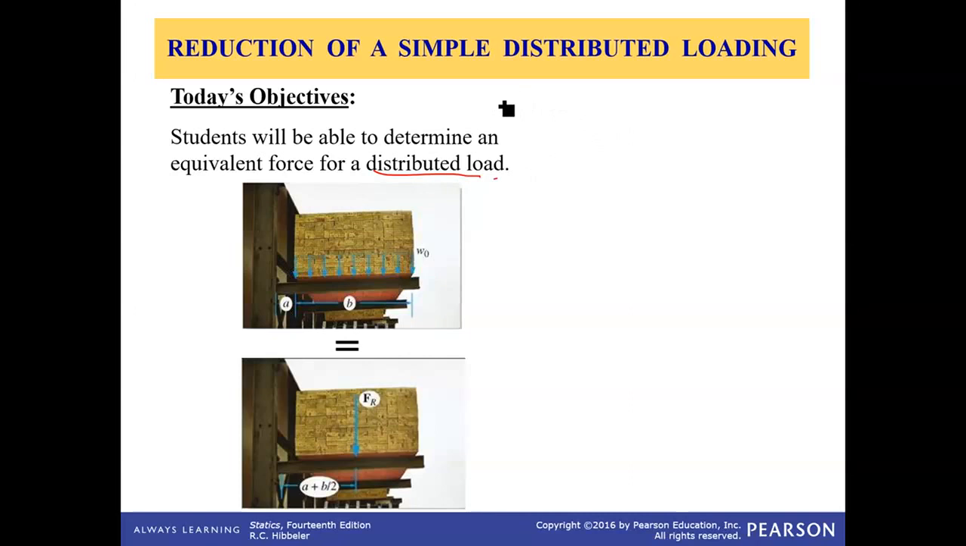Until now, anytime we have a force acting on a system, we have drawn that force as a single arrow, like F, acting at one point. This type of load is called a point load. However, in real life, the load is not always a point load. It does not act at one point, but actually acts over a length or over an area, and that type of load is called a distributed load.